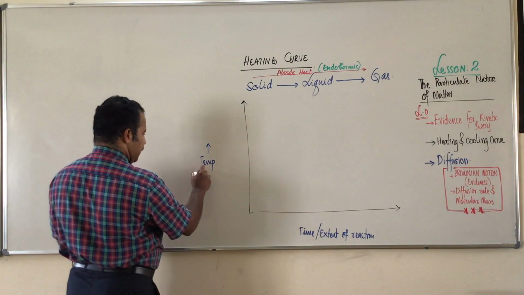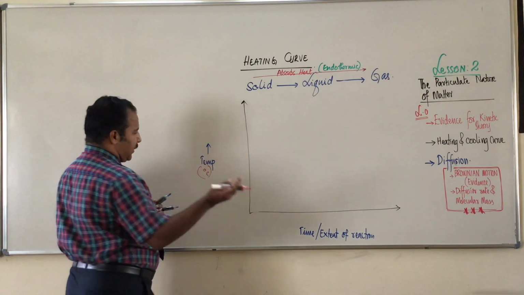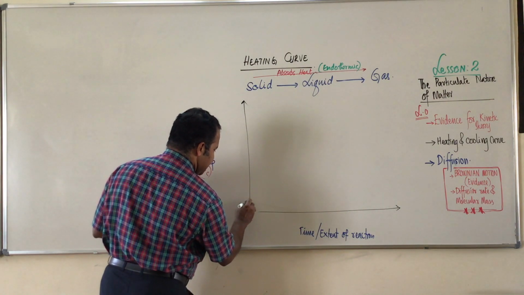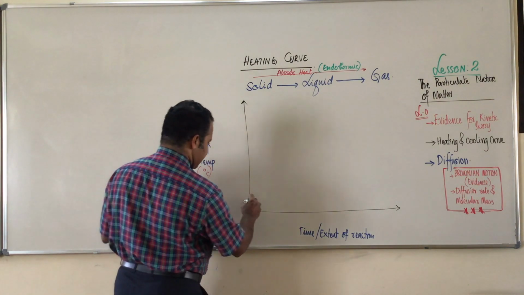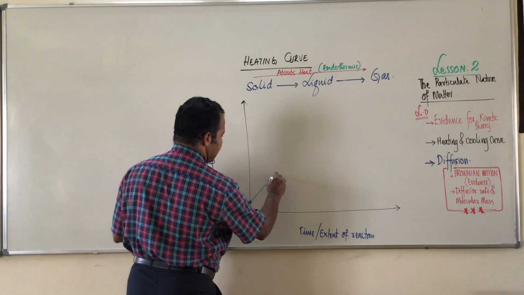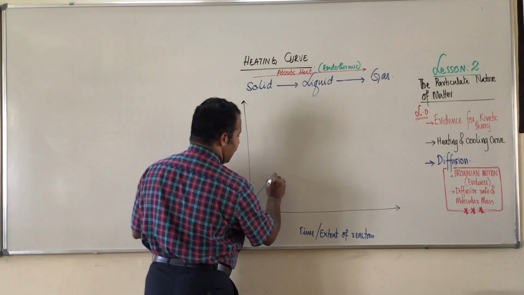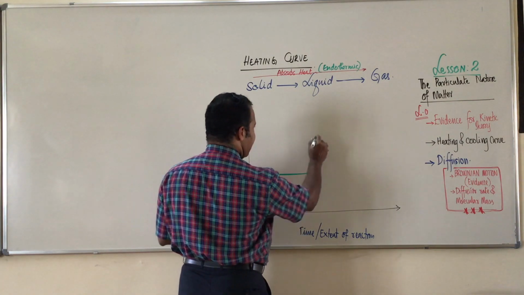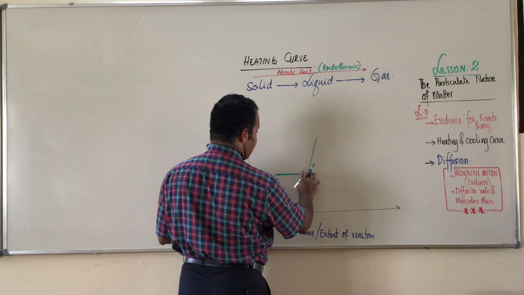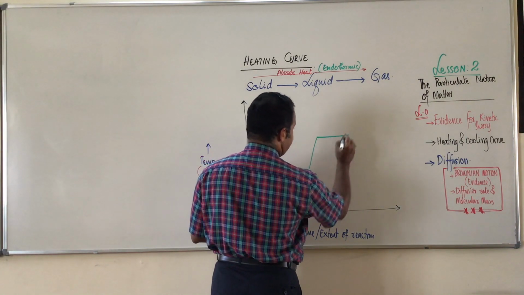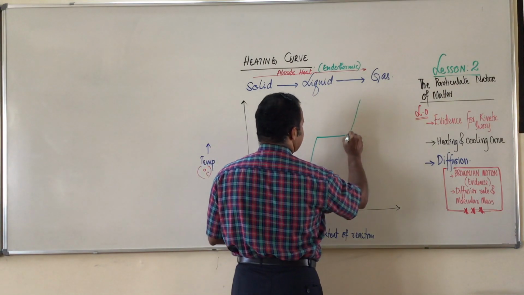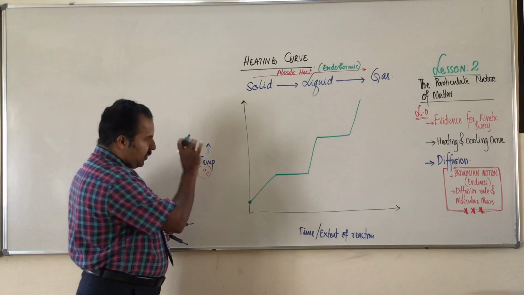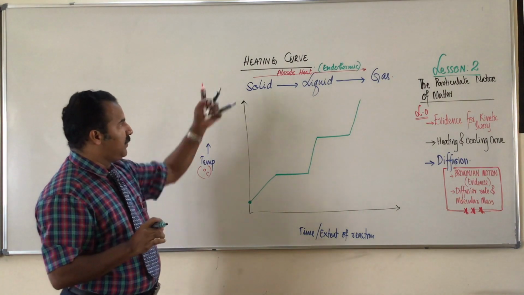For temperature, the unit will be degrees Celsius or Kelvin. Now, it will start at a particular temperature as a solid, then it will be heated to a certain temperature, where you can see the graph becomes flat for a while, and then again the temperature increases for a while. It remains flat for another portion of the graph, then again it increases. This is the general shape of the graph of a heating curve.